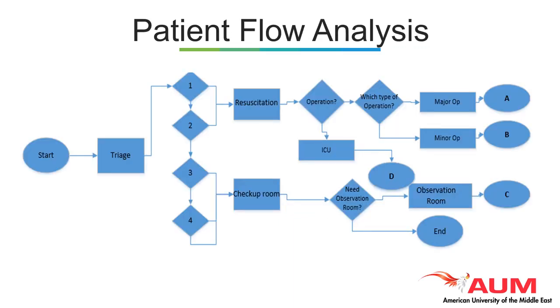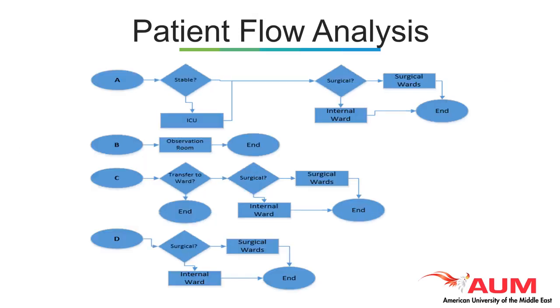Moving on to the patient flow analysis. As patients enter the triage room from the emergency department, they will be categorized under 5 levels according to their severity levels. From that, they will be moved to the other departments of the hospital. And this is the continuation of the patient flow analysis.